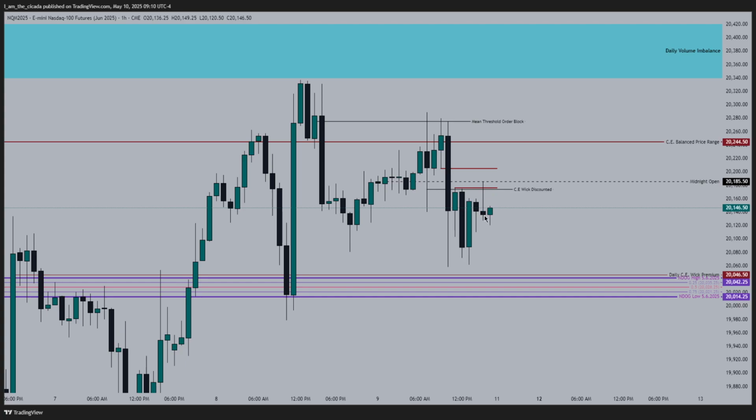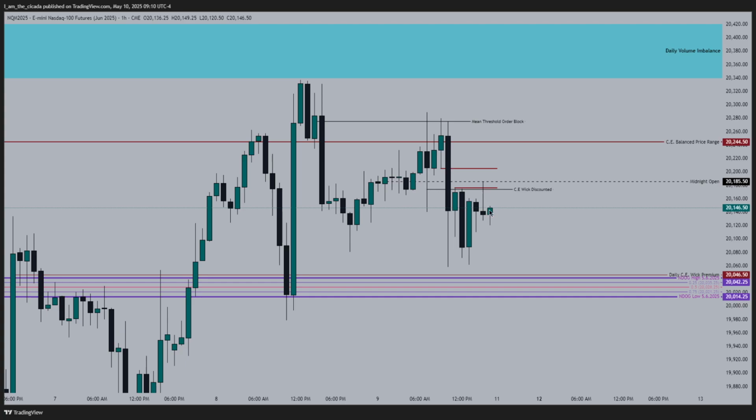We wick during the final hour. This is the 3 p.m. to 4 p.m. candle. We move into this imbalance here, mitigate that. And we also touch back into this consequent encroachment of the wick that was discounted and now is turned into a premium wick with the inversion of it.